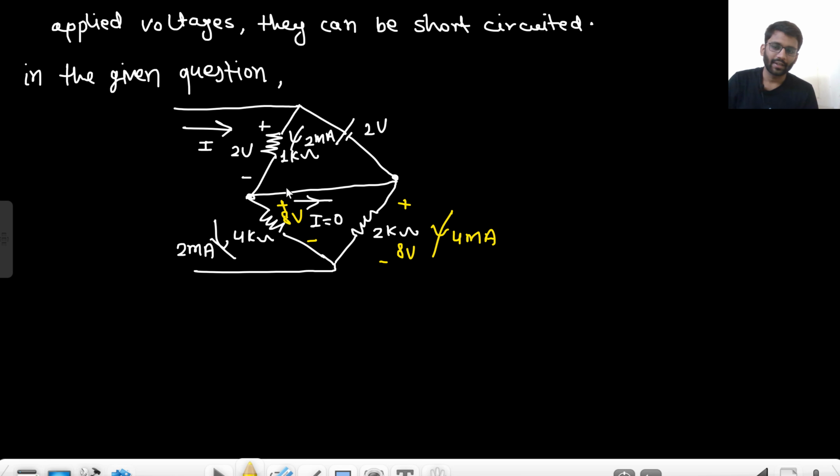Both of the nodes are short circuited, so this 2 volt is going here. So 2 volt by 1 kilo ohm, 2 milliampere current is coming here. Now in this branch there is no current, so the same 2 milliampere current will be flowing here. So this 4 kilo ohm resistance has an 8 volt voltage drop. Now this same 8 volt drop is across this 2 kilo ohm resistance. So 8 by 2 kilo ohm means 4 milliampere current is coming this side. So from here we have 4 milliampere current, and here we have 2 milliampere current.